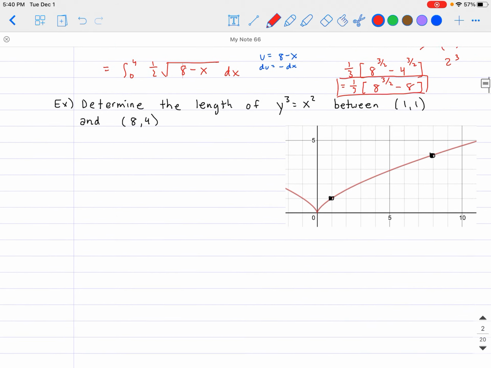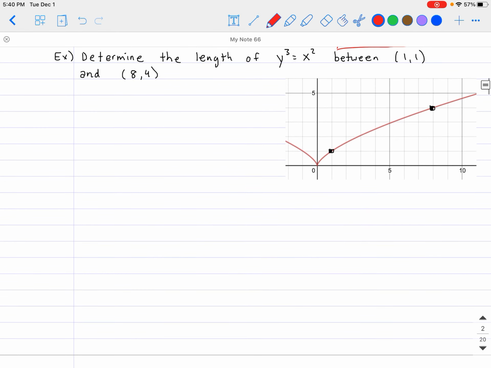All right, so now let's look at another problem, almost identical in a way, but there's going to be a small change right here. So determine the length of the curve for the equation y cubed equals x squared between (1, 1) and (8, 4).